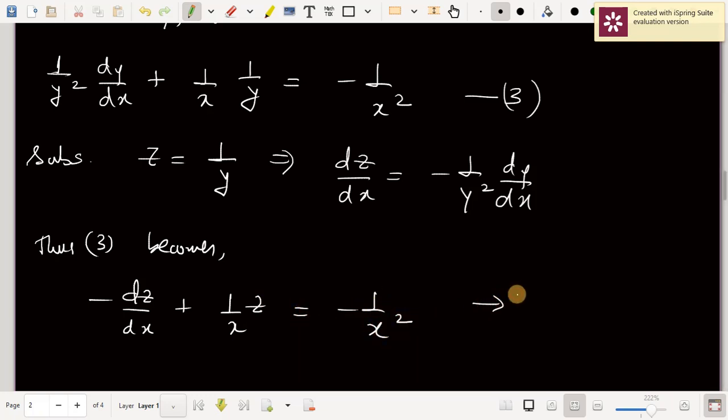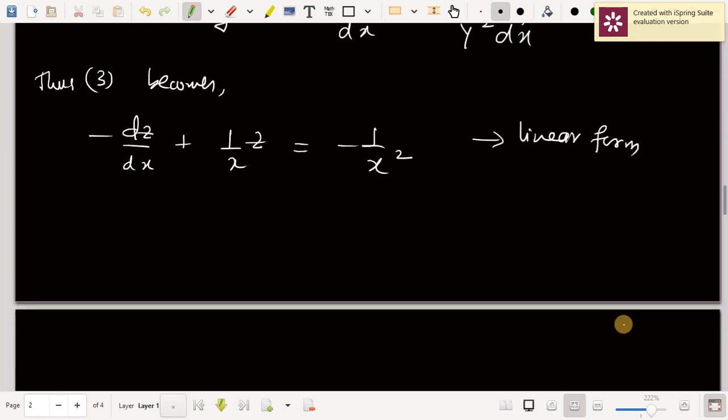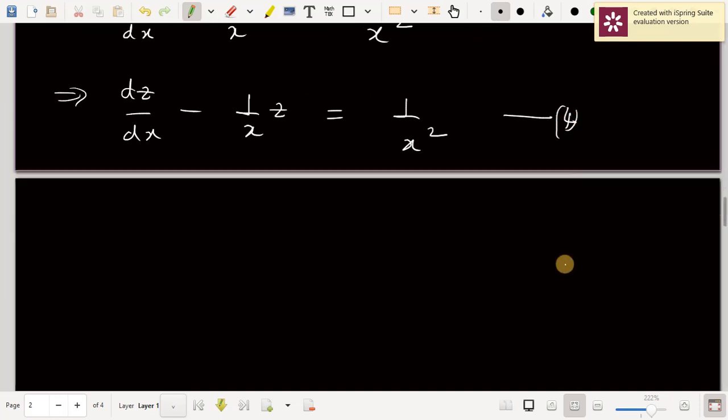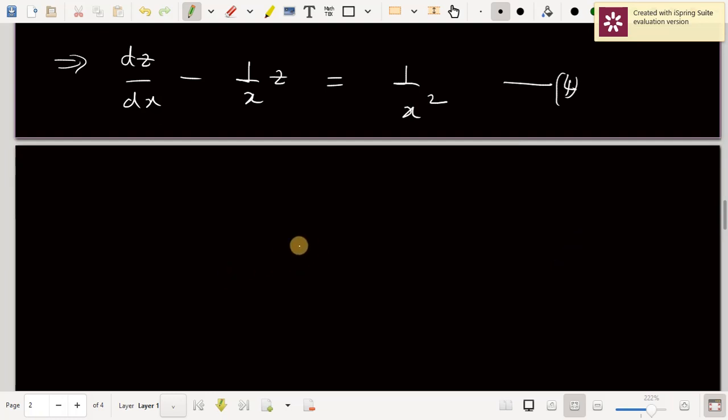So this is the linear form, right? Still not linear form, you can just multiply by minus 1, but that's only a scalar that makes difference. So that's same as writing dz by dx minus 1 by x into z is equal to 1 by x square. That's a linear form. I'll call this equation 4. So to find the solution of the given equation, we need to solve this 4.